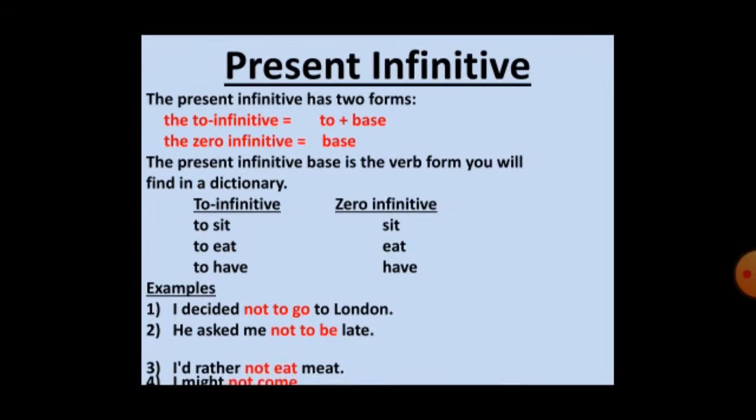Okay, but in the last two examples you see: I would rather not eat meat. So when we use helping modal verbs, we do not use to word. That is what our bare infinitive. We have some functions of to and bare infinitive which we later on study. In the fourth, I might not come. So might is also modal auxiliary, and in modal auxiliaries we do not use any to. So here that's why I have put come word. Okay, that is bare infinitive.